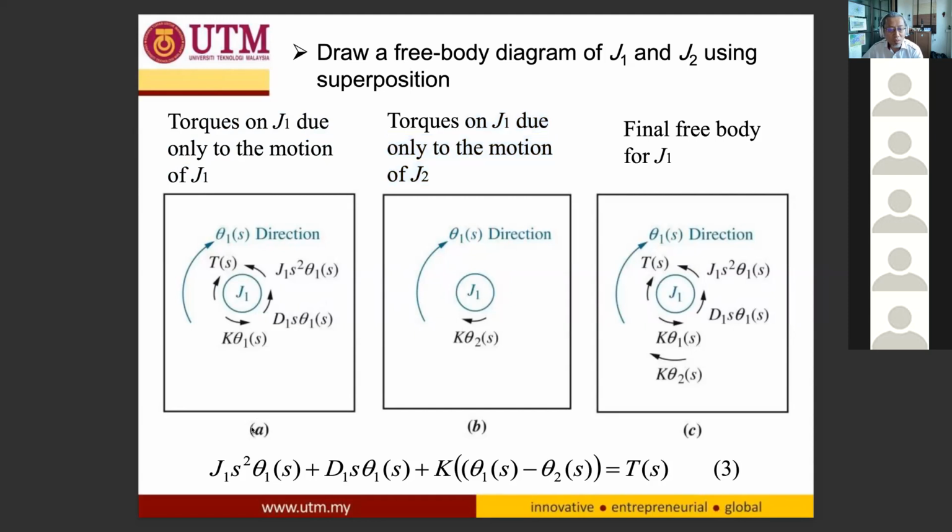Then we consolidate between A and B. We consolidate, that means we combine them. It becomes the final free body diagram for inertia J1, which is T plus Kθ2 equal to (J1 plus D1 plus K)θ1. Since θ2 we bring to the left, it becomes negative. So we get equation number 3.